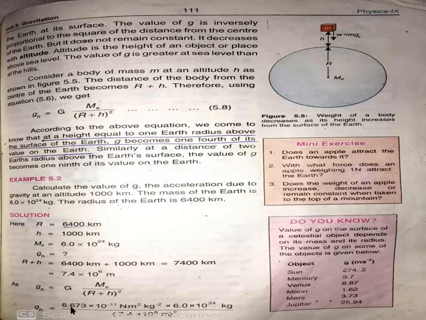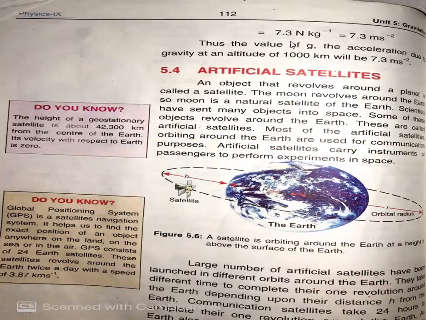So the value of G is 6.673 × 10⁻¹¹ m²/kg². The mass of the Earth is 6 × 10²⁴, and r plus h we just calculated, 7.4 × 10⁶, whole squared. Students, you will solve this. If you solve this with the help of a calculator, you will find the value of g at a height of 1000 kilometers is 7.3. As you can see, as we go up, the value of g decreases. The value of g depends upon the altitude. The more the altitude, the lesser the value of g.